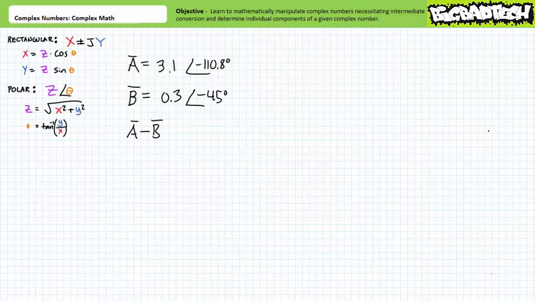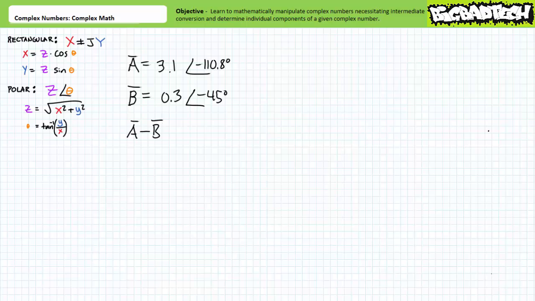Here's yet another illustrated example of manipulating complex numbers using polar format. Consider complex number A, expressed in polar as 3.1 at an angle of negative 110.8 degrees, and complex number B expressed in polar as 0.3 at an angle of negative 45 degrees.